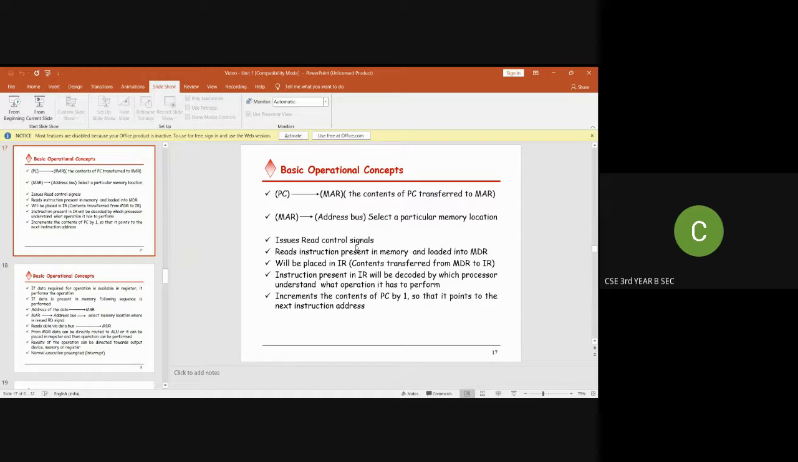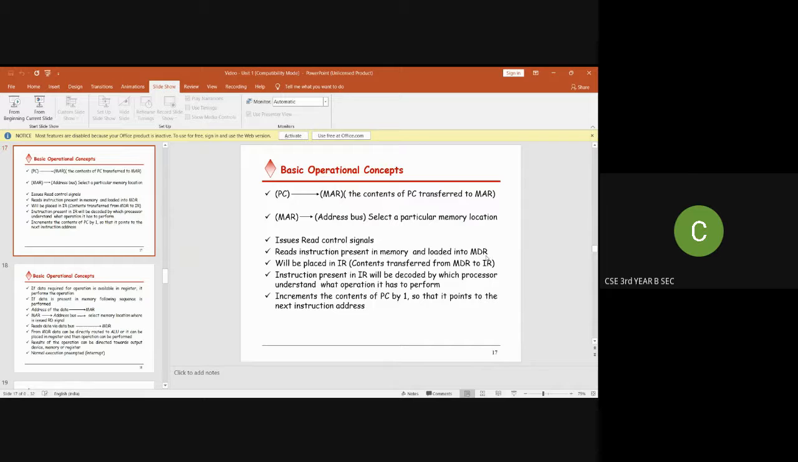By alerting this signal, the memory knows that there should be a read operation and this address is available in the address bus. So the memory gets the address from the address bus and makes a read operation, and the particular instruction present in the memory is loaded into the MDR.